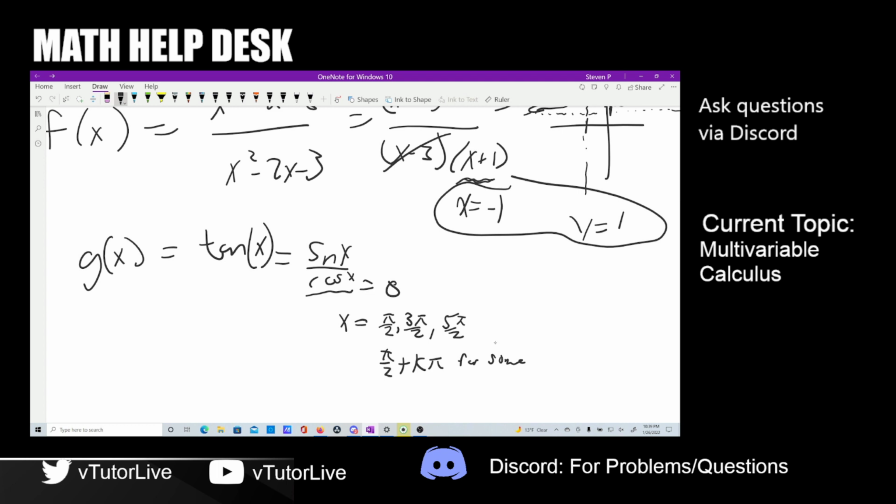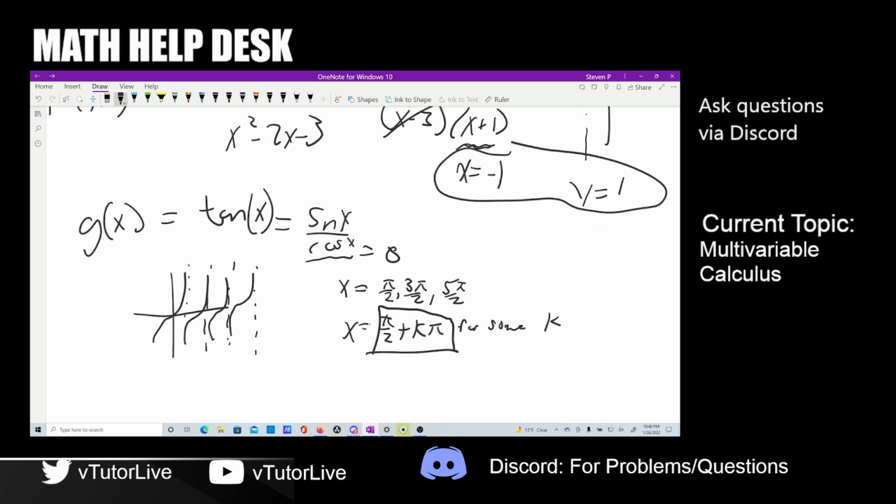Yeah, for some k. And if we graph this, I think that's basically saying tangent looks something like this, I believe, where there's a vertical asymptote at each of these. So your answer would probably be there's a vertical asymptote whenever x is equal to this.